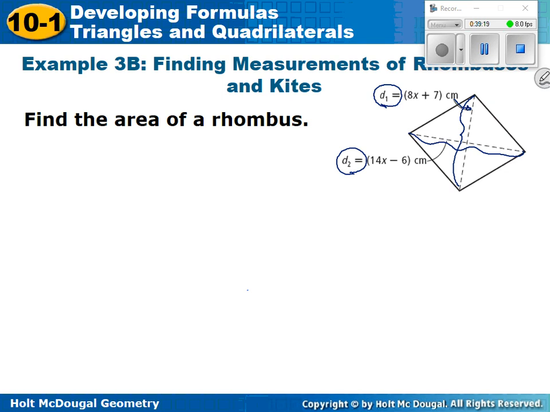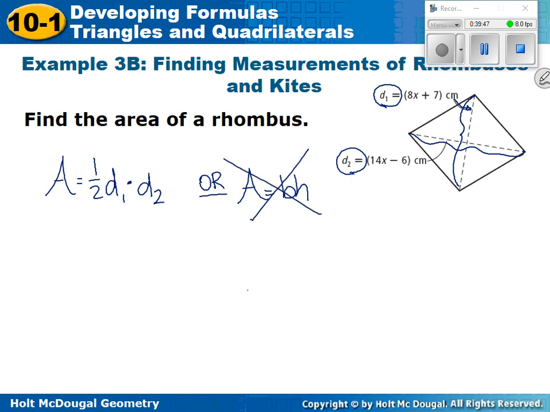So if we want to find the area of our rhombus, we start with what? Area equals 1/2 D1 times D2. Or what's our other formula for area of a rhombus? Area equals base times height. So it could be that they gave us information about the base and the height. Did they? No. So we don't want to use this formula. We want to use this one, but don't forget that you do have two options for your rhombus. Okay, then you just plug in your diagonals. 8x plus 7 and 14x minus 6.